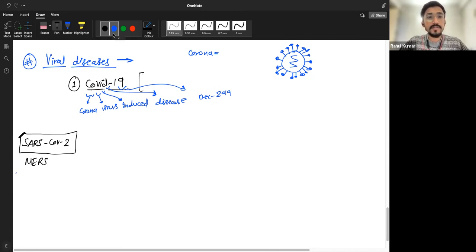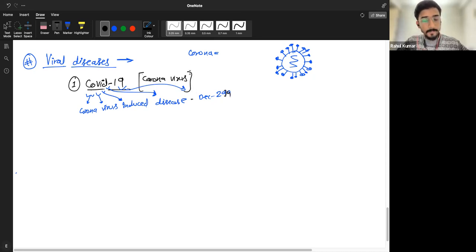So SARS, MERS, and COVID-19. Nothing new about coronavirus, but this is a novel one. COVID-19 stands for coronavirus induced disease, which was first reported in December 2019. Okay, everyone, now we know it is a coronavirus. You now know what corona is.